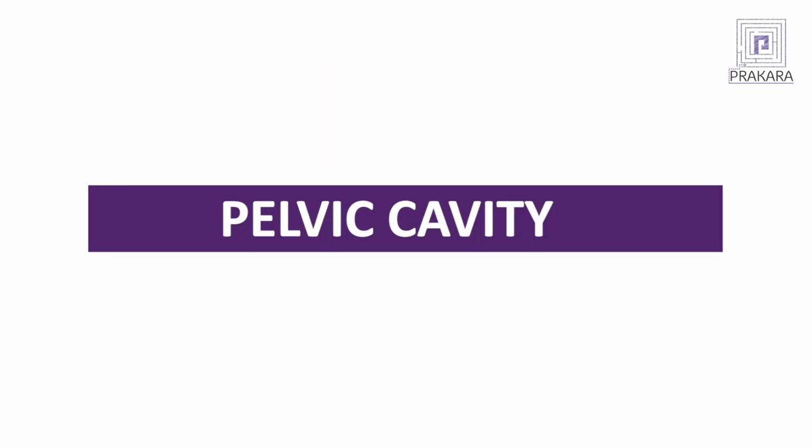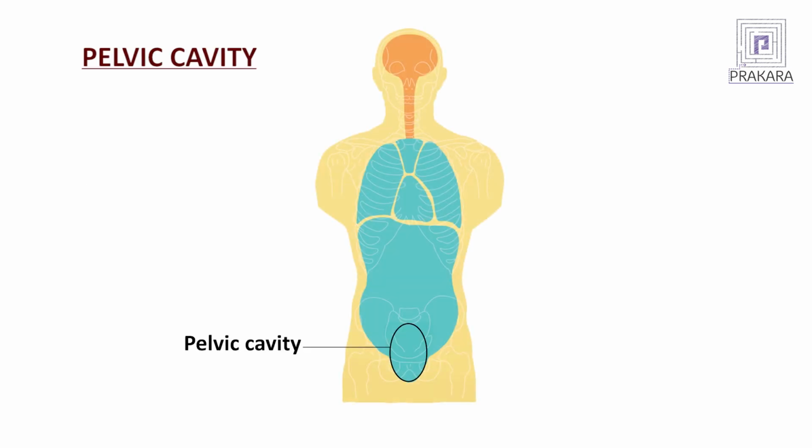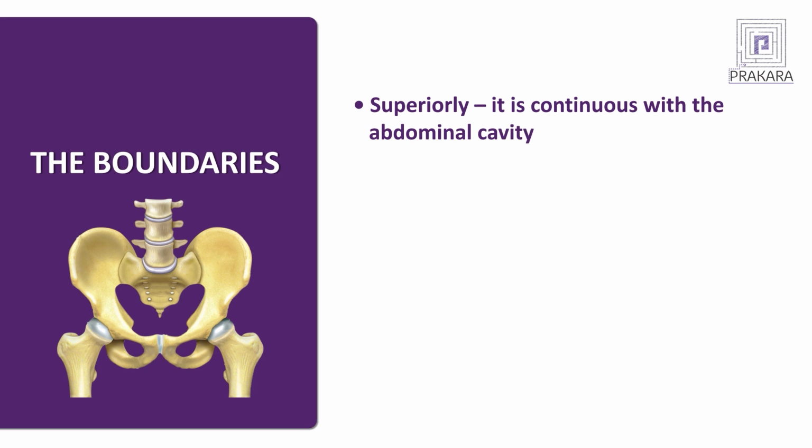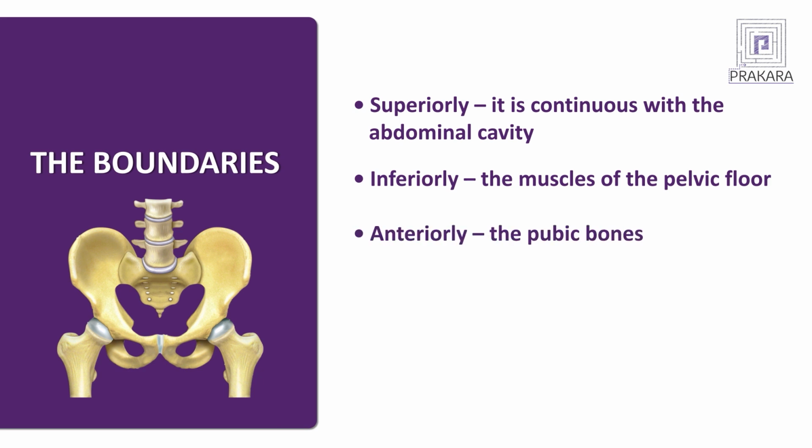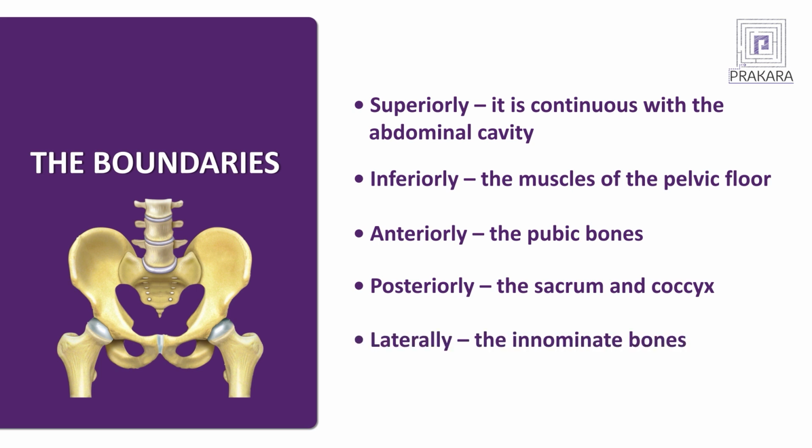The fourth and final cavity of the body is the pelvic cavity. The pelvic cavity is roughly funnel shaped and extends from the lower end of the abdominal cavity downwards. The boundaries of the pelvic cavity are: superiorly, it is continuous with the abdominal cavity; inferiorly, the muscles of the pelvic floor; anteriorly, the pubic bones; posteriorly, the sacrum and the coccyx; and laterally, the innominate bones of the pelvis.